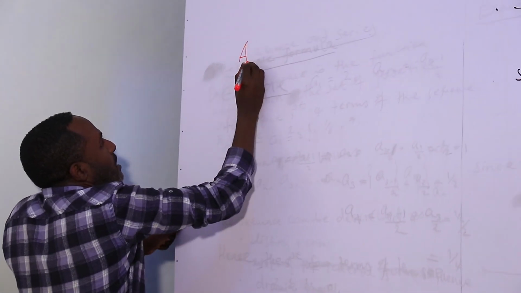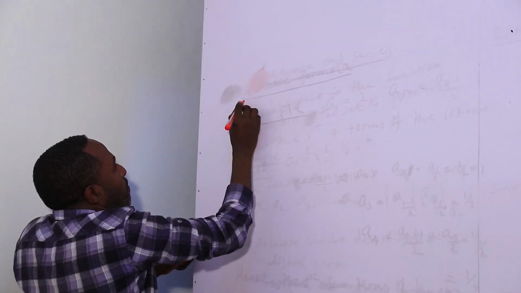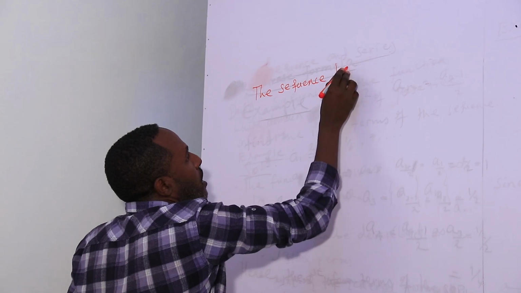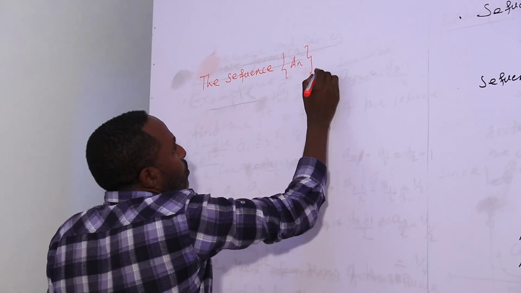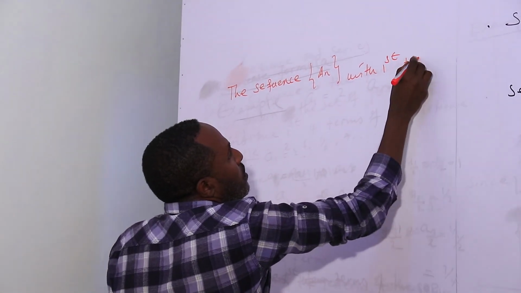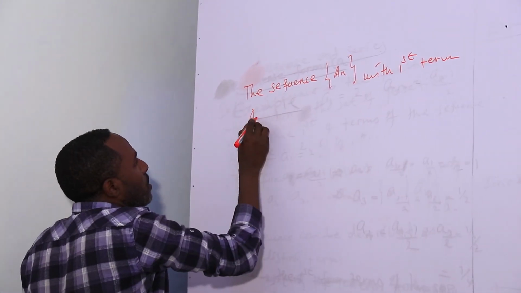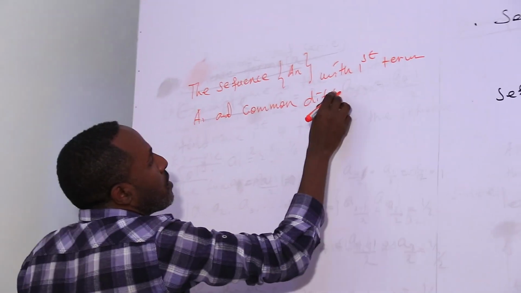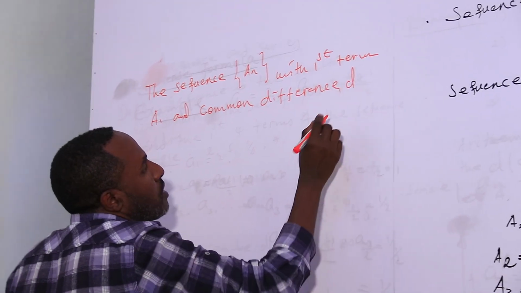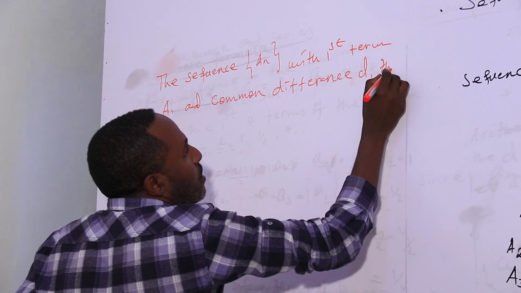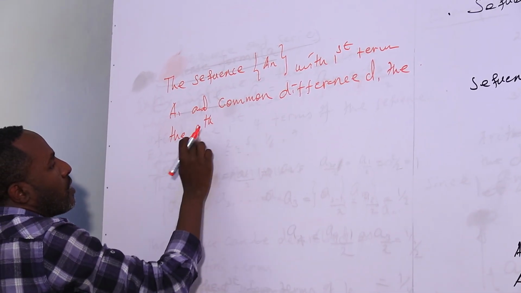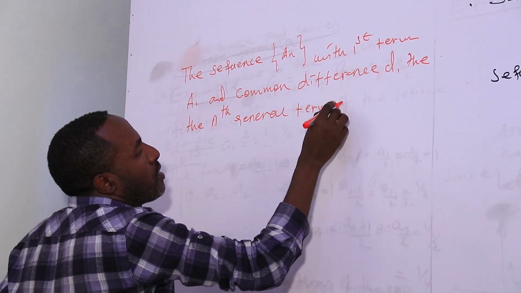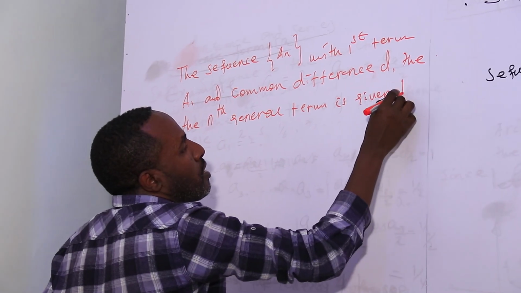From this we can generalize that, given the sequence say an with first term a1 and common difference d, then the general term is given by the formula.